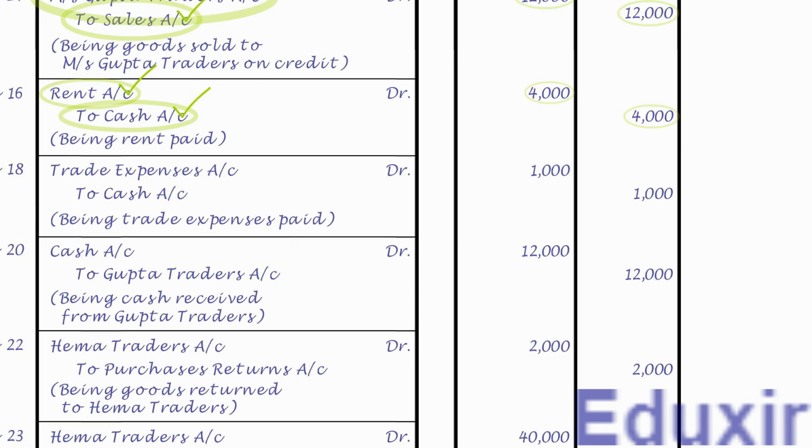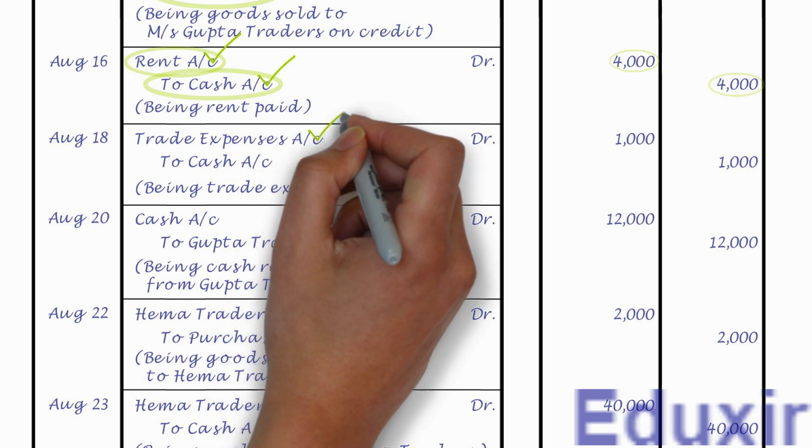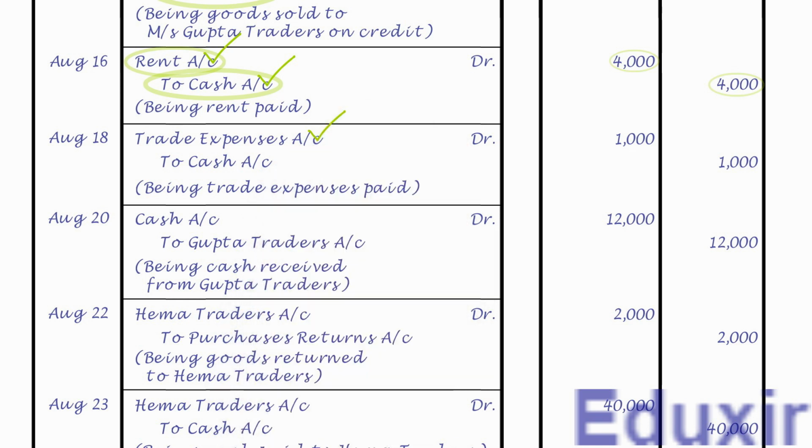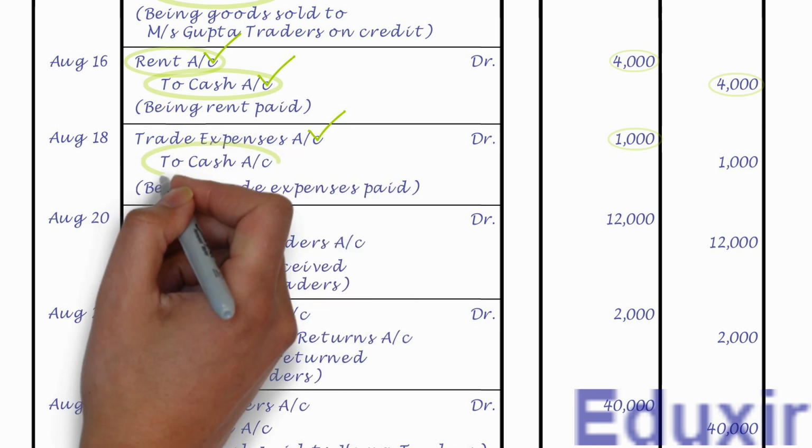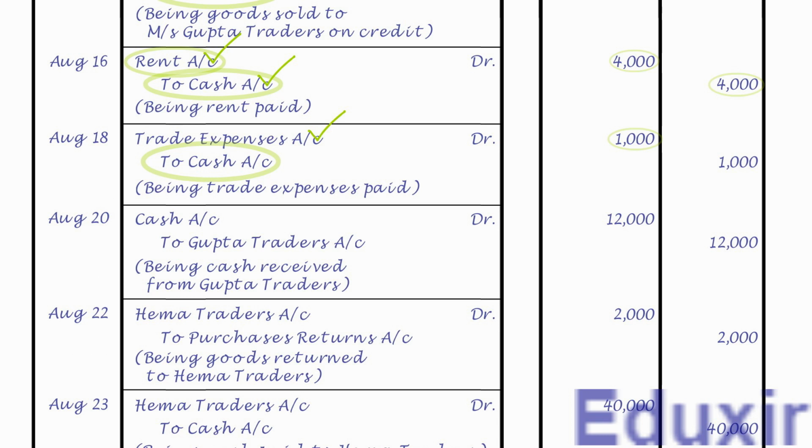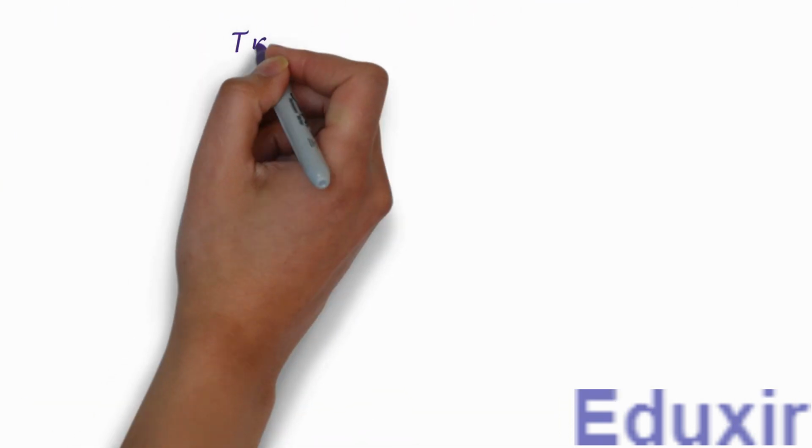As the name suggests, it needs to be posted on the debit side of the trade expenses account and the debit amount is 1000 rupees. Note that the details that need to be posted into the particulars column is cash account. For posting this entry, we need to create a ledger account for trade expenses as it is not yet created. Let us first write the title as trade expenses account.